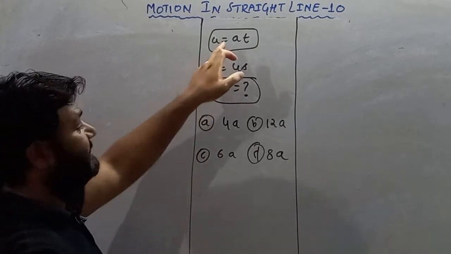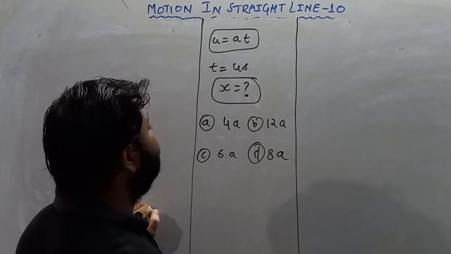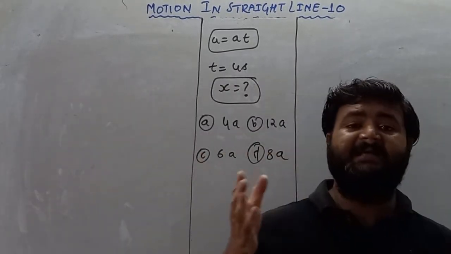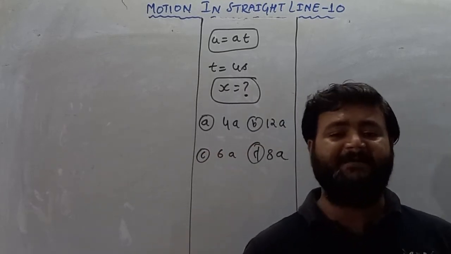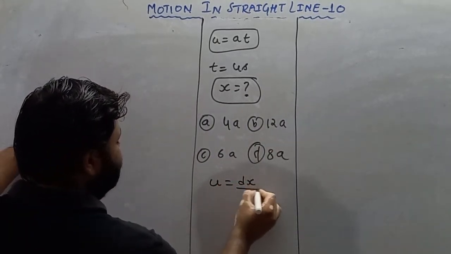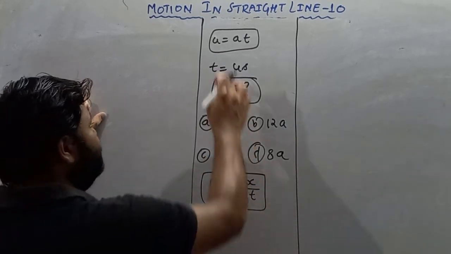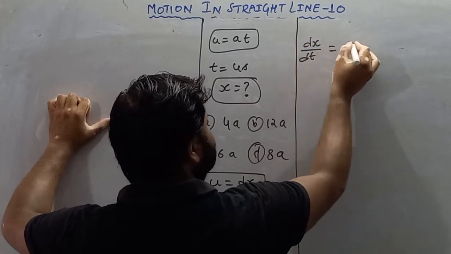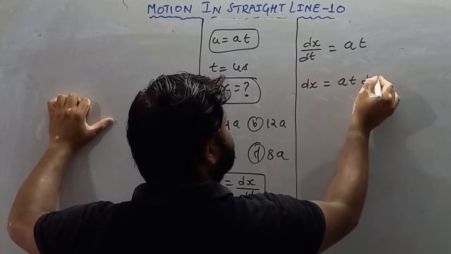Again, my dear student, we have velocity. u is nothing but velocity. So velocity is given and they are asking for displacement. We know that if velocity is given and the question is asking for displacement, then you have to use integration. Velocity is nothing but the change in displacement with respect to time. So instead of u, I'll write dx by dt. So dx by dt is equal to at. t comes to this side, so dx is equal to at dt.